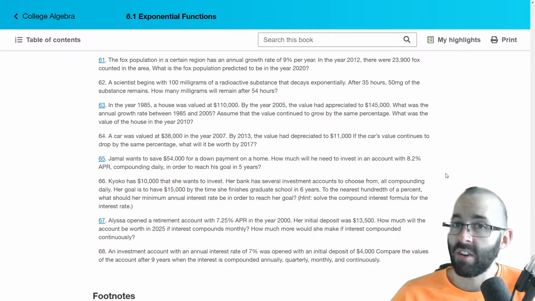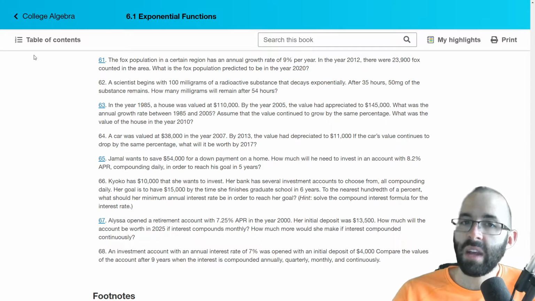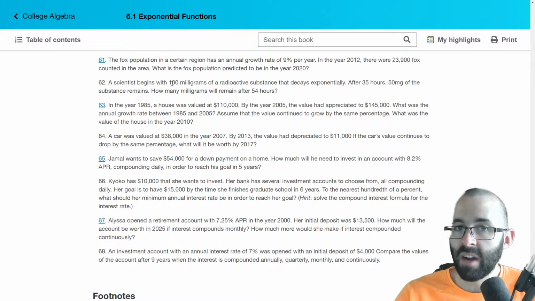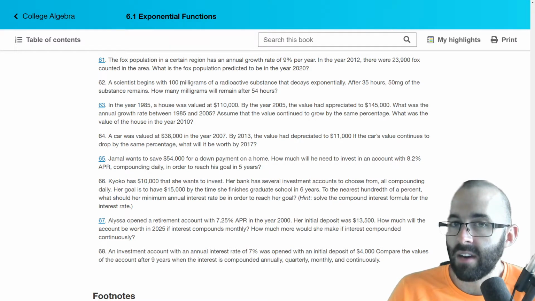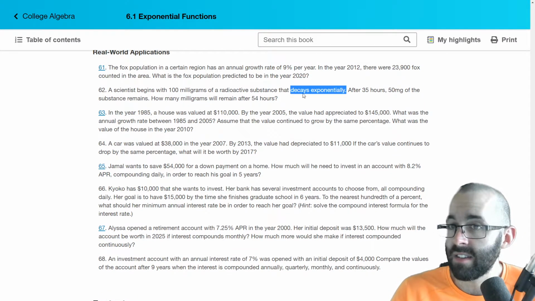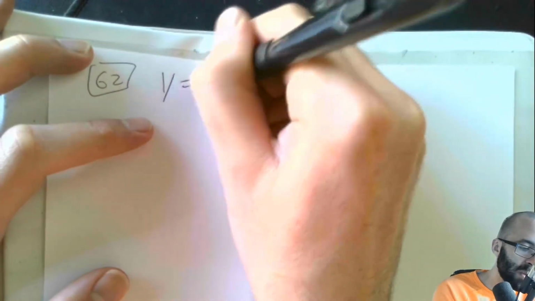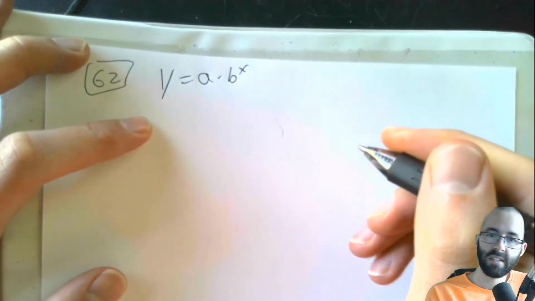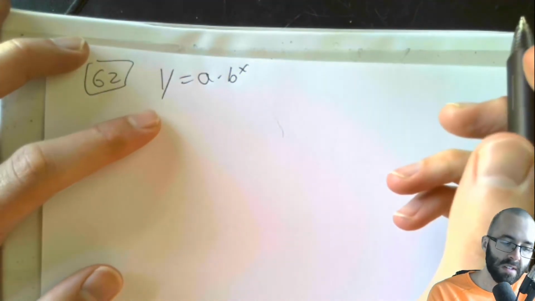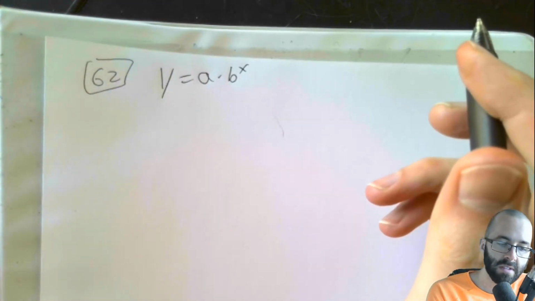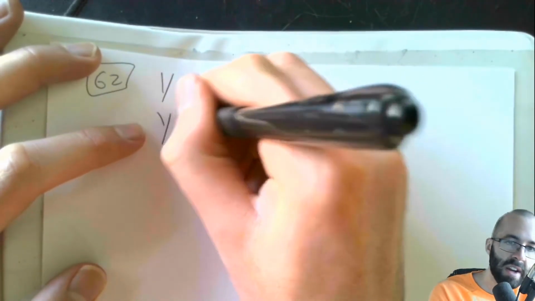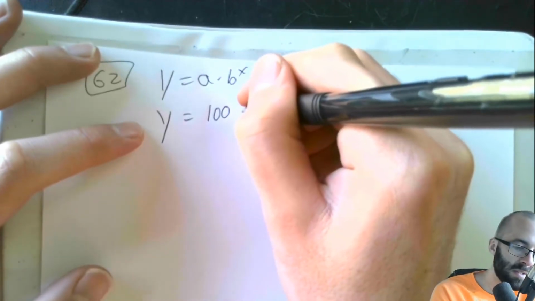So we don't have an equation at all, right? We have a starting amount of 100, but we don't know our decay rate here. We know there is a decay rate, it decays exponentially, but we don't know it though. So let's write down what we do know. Y is equal to a times b to the x. That's our exponential function. And we know our starting value: originally we had 100 milligrams.